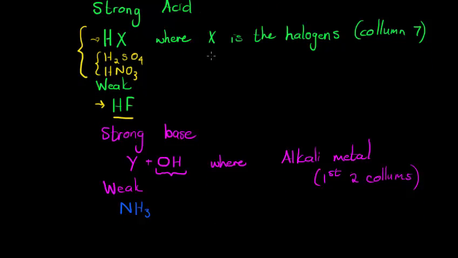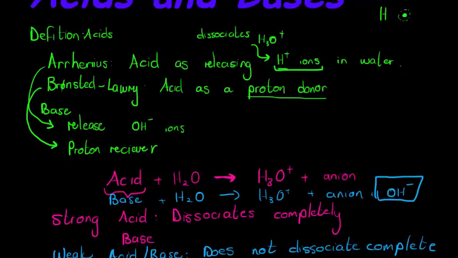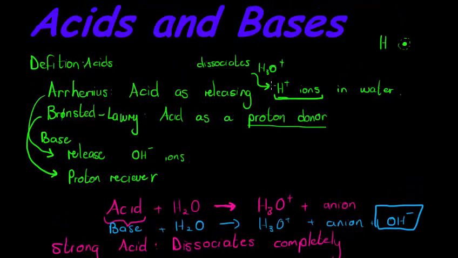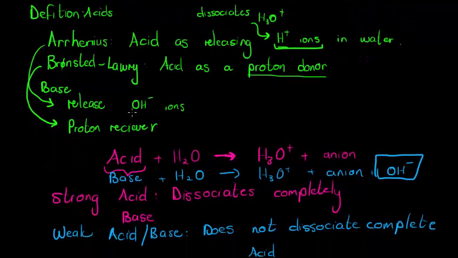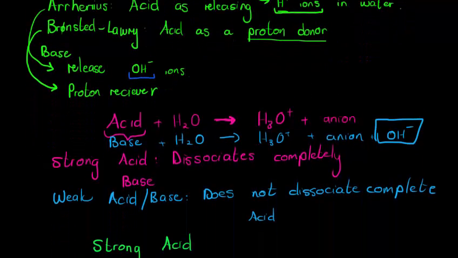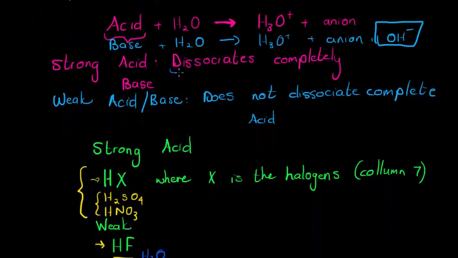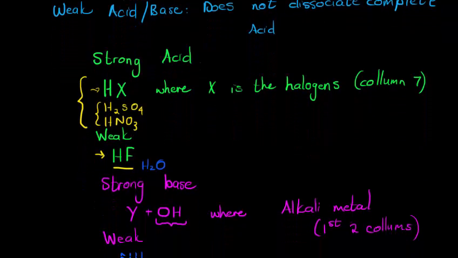Okay, now for both acids and bases, we can have water as a weak acid or a weak base. Just to quickly go over: an acid is a substance that provides H plus ions when it's dissociated in water. A base would dissociate into OH ions. A strong acid is an acid that dissociates completely. A weak acid is one that does not. A strong base, the same thing, dissociates completely. A weak base does not.